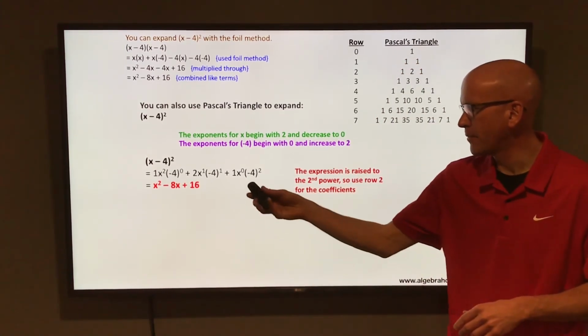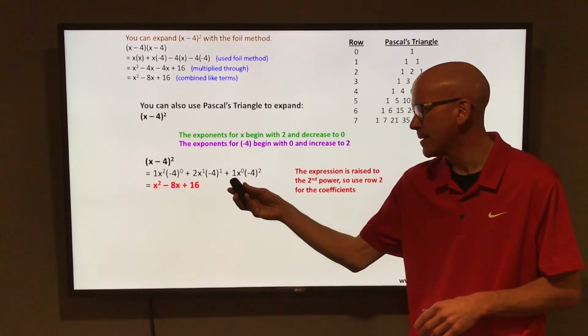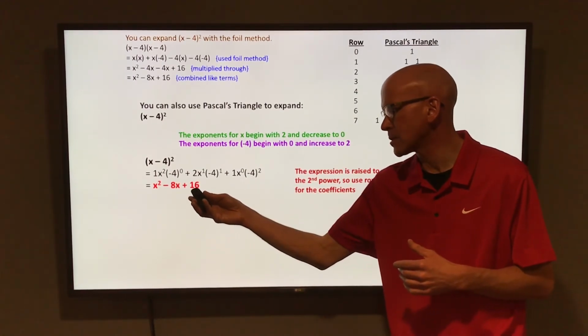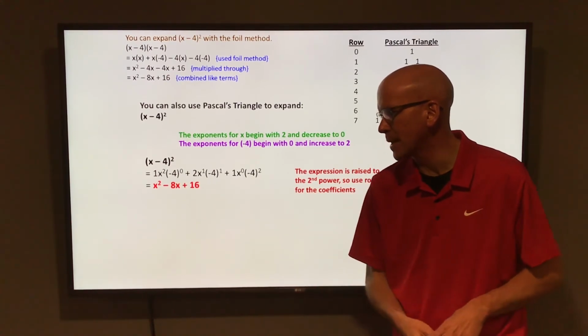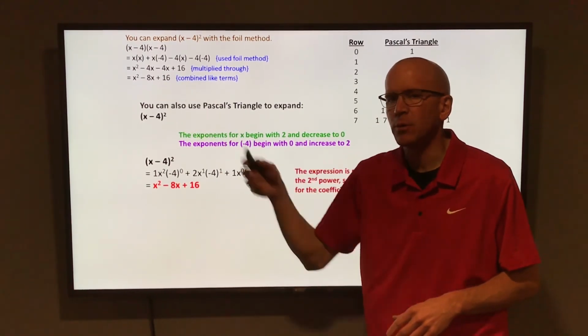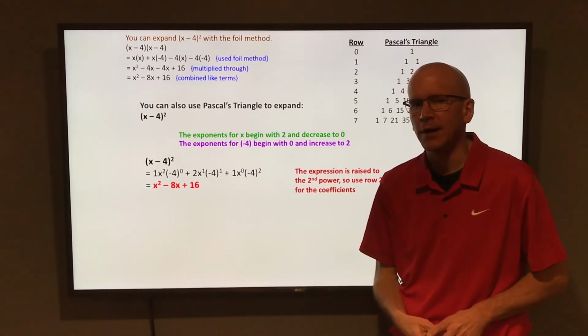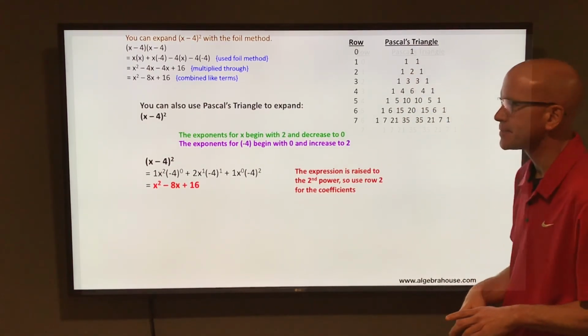And then the last term, if you square negative 4, that's 16. We don't need the 1. We don't need x to the 0. Those are both 1. That's just going to be 16 for the last term. So x squared minus 8x plus 16, same as what we got up there. Whether you use FOIL method, distributive property, or use Pascal's triangle, you will get the same answer.